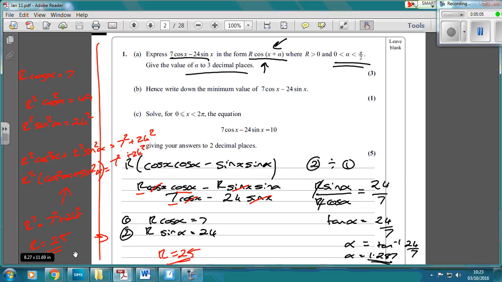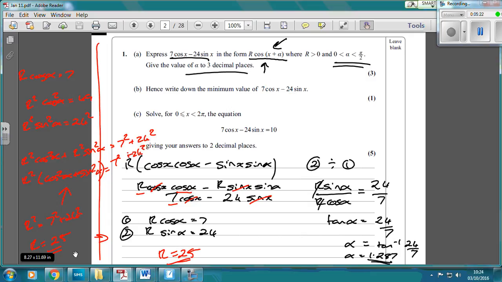Whenever you do this question, they'll always ask you what r is, and they'll give you 1 mark for finding r. So all we do is take the thing that's in front of the cos and the thing that's in front of the sine, then do Pythagoras with that: 7 squared plus 24 squared, and square rooted.